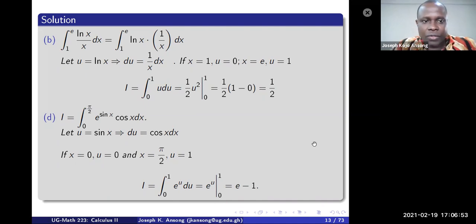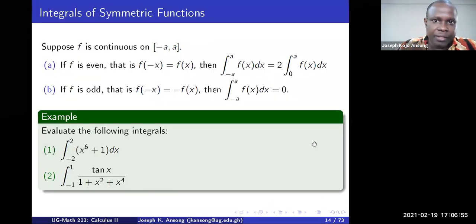Okay, great. So we are making good progress. Let's move on to look at the integrals of symmetric functions. Okay? They can often be tricky, so keep note of them.